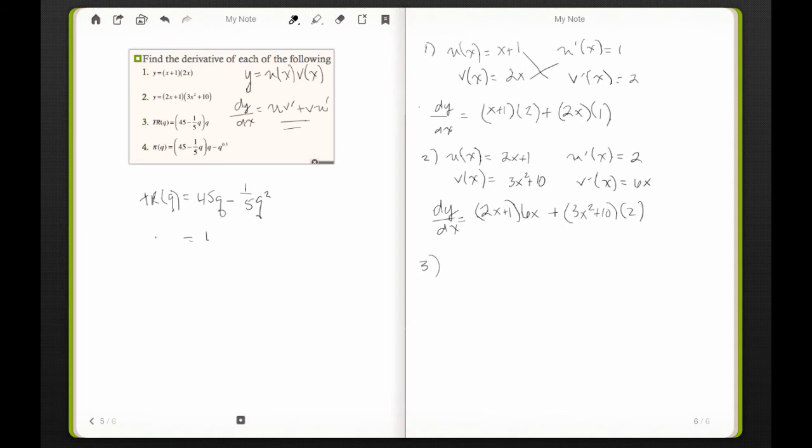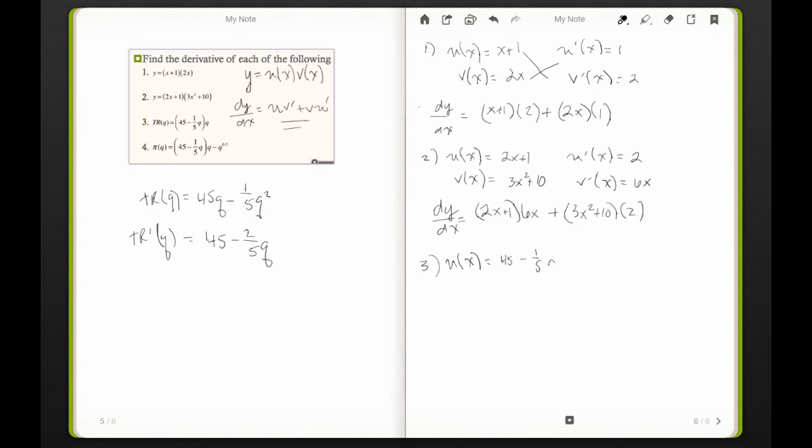And what you would come up with for TR prime of q is equal to 45 minus 2/5 q. Okay, so you could do that, but we're going to focus on the product rule, and we'll get the same exact answer using the product rule. So in this case, my first function is going to be 45 minus 1/5 q. My second function is pretty simple. It's just q.